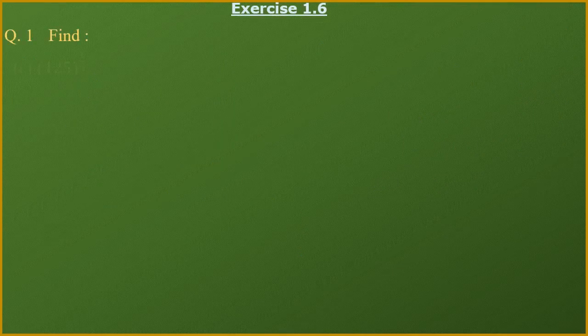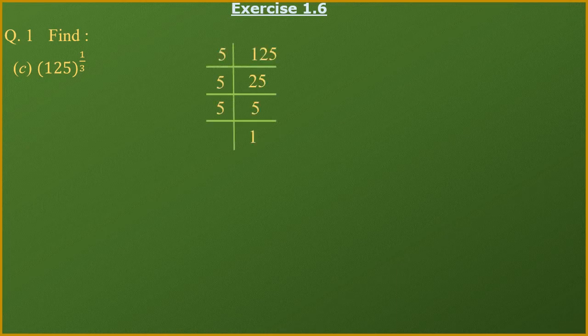In the third part we are given 125 whole power 1 by 3. Now see 125, it ends with 5, so definitely it can be divisible by 5. So let's divide it. Okay, if I divide 125 by 5, 25 remains. Again I divide, 5 remains, and if I again divide, then 1 remains. I need to divide the term until I get 1. So now how many times is 5 coming here? 3 times. So I will write 5 to the power 3.